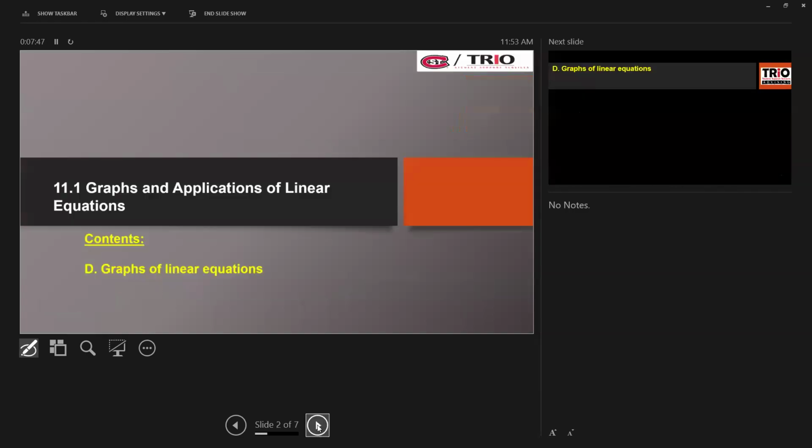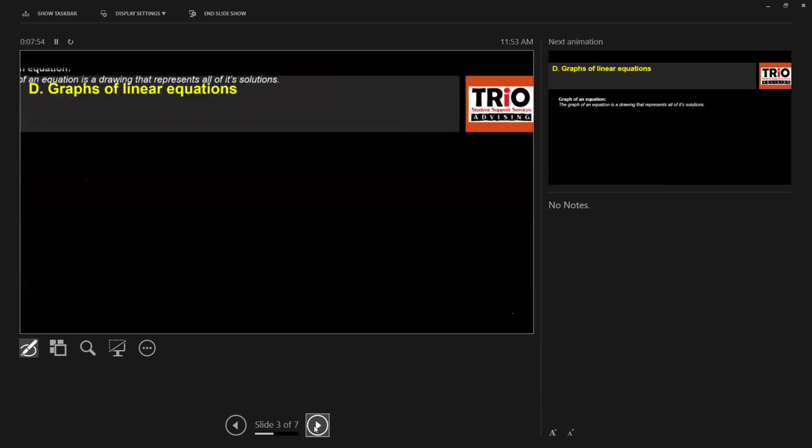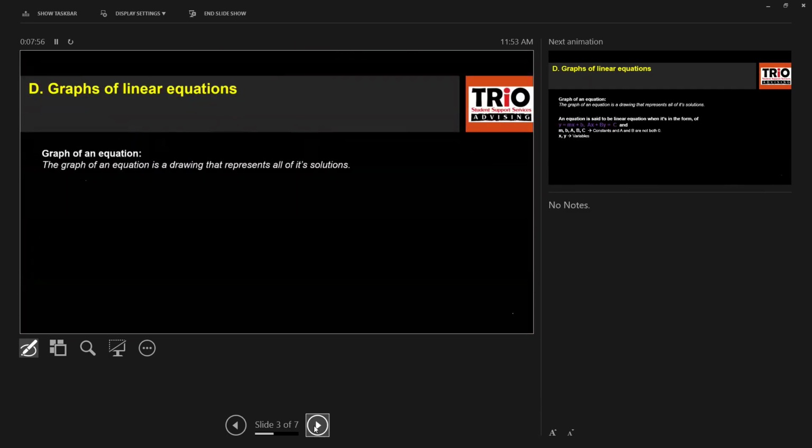Today we have a new topic in graphs and applications of linear equations, which is graphs of linear equations. The graph of an equation is a drawing that represents all of its solutions, all the possible solutions for the graph.